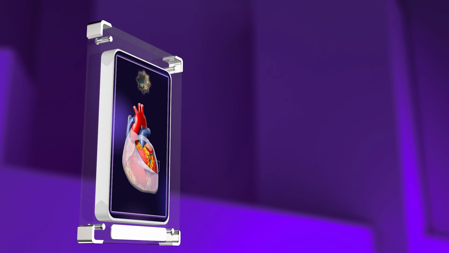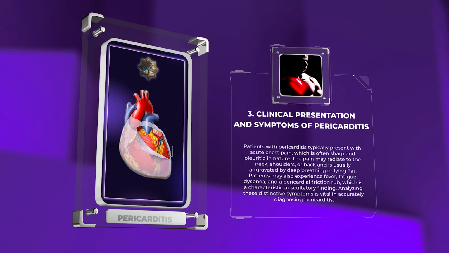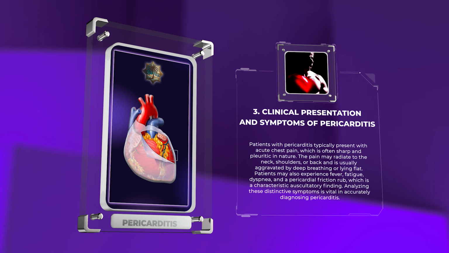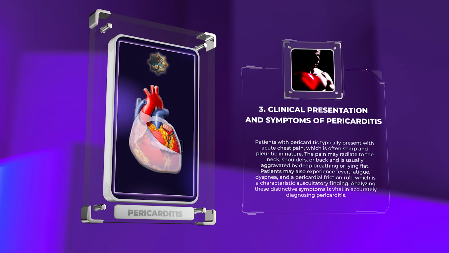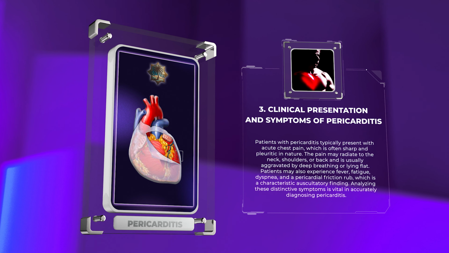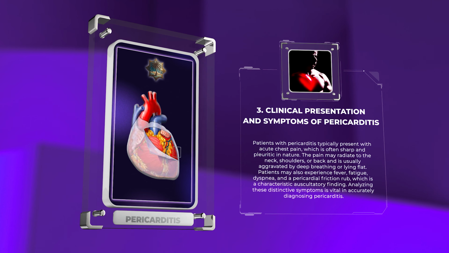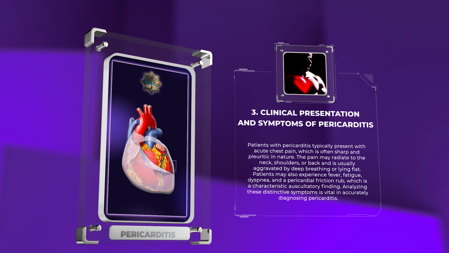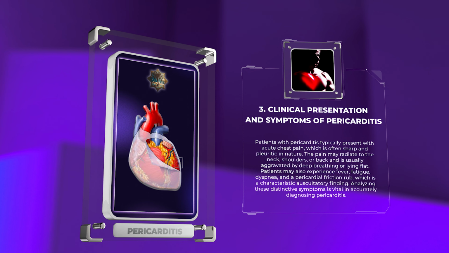Patients with pericarditis typically present with acute chest pain, which is often sharp and pleuritic in nature. The pain may radiate to the neck, shoulders, or back and is usually aggravated by deep breathing or lying flat. Patients may also experience fever, fatigue, dyspnea, and a pericardial friction rub, which is a characteristic auscultatory finding. Analyzing these distinctive symptoms is vital in accurately diagnosing pericarditis.